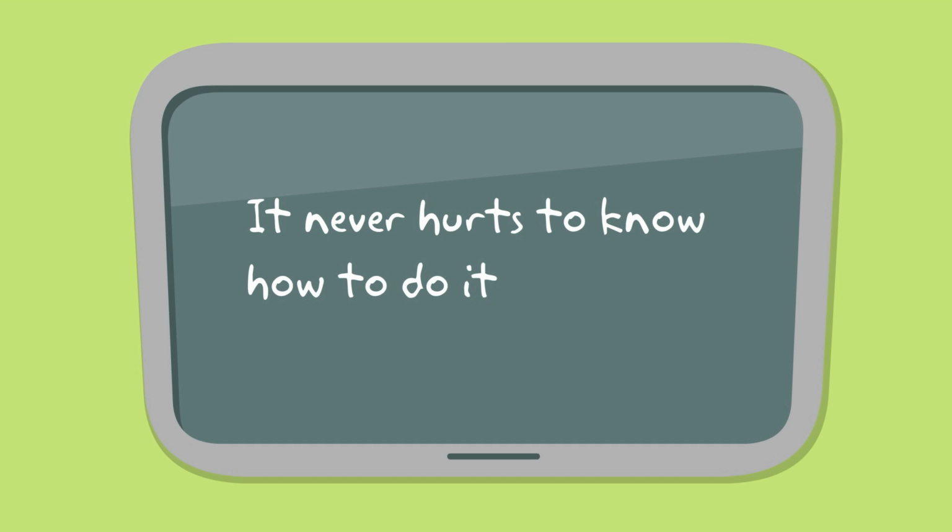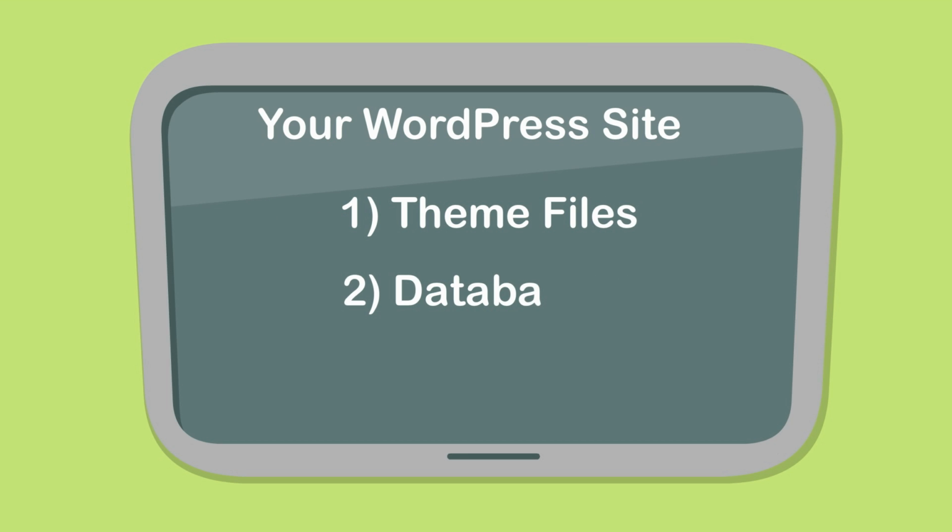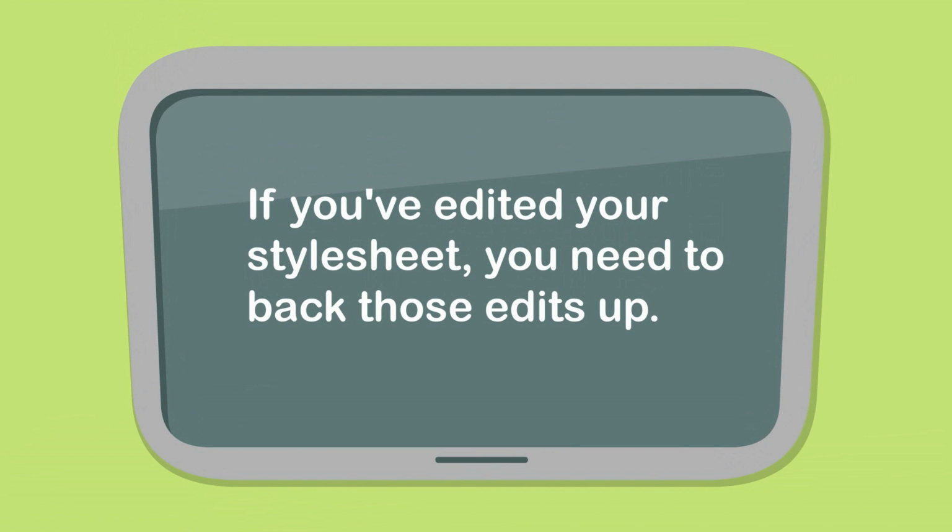Nevertheless, I like to know how to back up and restore my site myself, and you should too. So let's begin. First of all, WordPress has two parts. You've got your theme files and you've got your database. The theme files contain your actual site design. And if you bought a theme, you may remember downloading the theme after you purchased it. So you already have a backup of that. But if you've edited something like your style sheet or your functions.php file, then you're going to need to back up your theme files regularly.